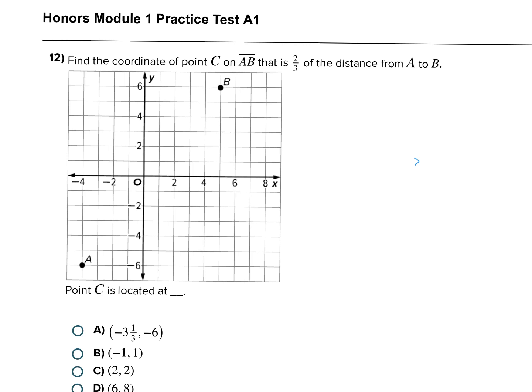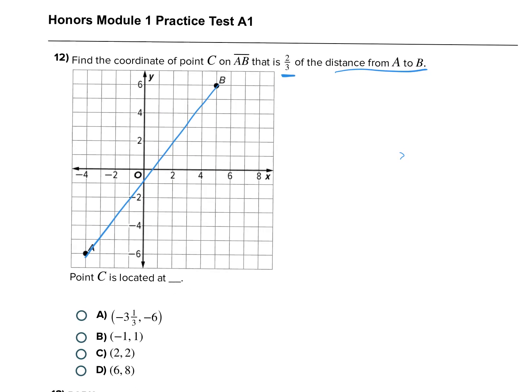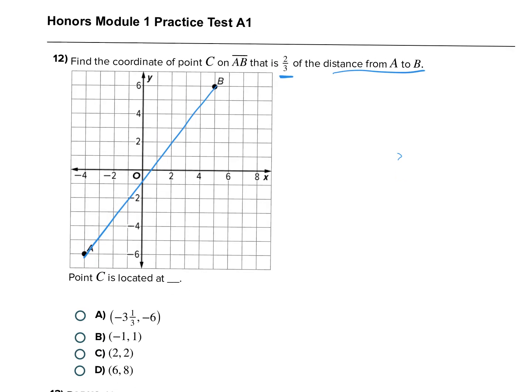Question number 12, we're looking to find the coordinate, which we're going to label point C, on line segment AB, such that it is 2/3 the distance from A to B.